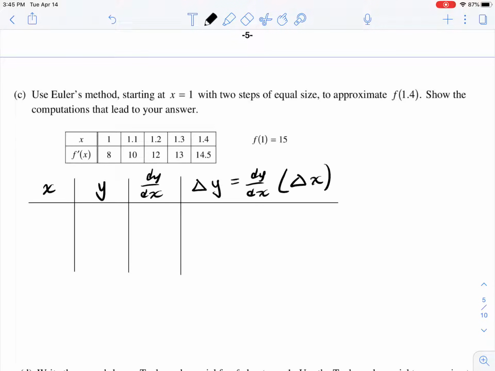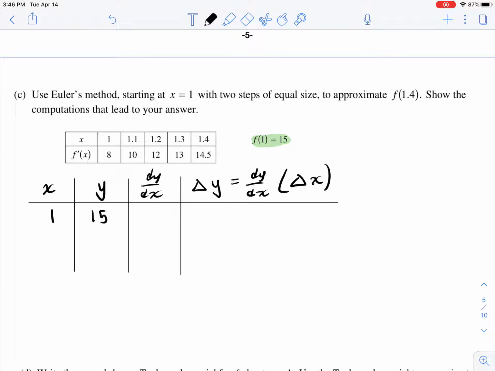So starting at x is equal to 1, so let's fill that in. So when x is equal to 1, and we've got two steps of equal size, we'll get to that. Our y value when x is equal to 1 is 15. Again, f of 1 is equal to 15. Right? When x is equal to 1, y is equal to 15.